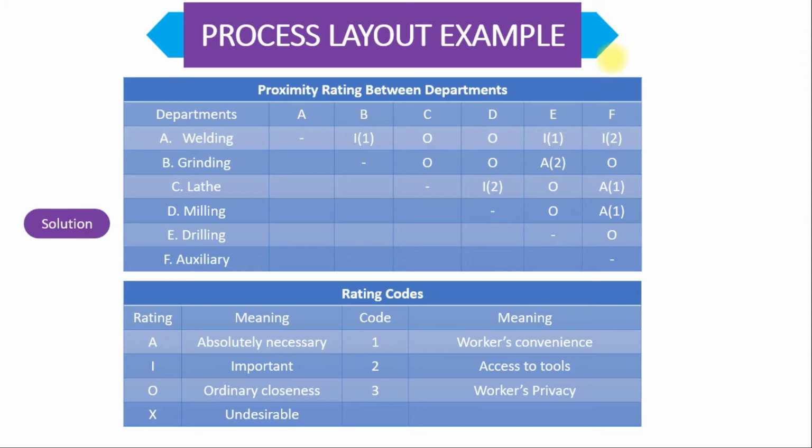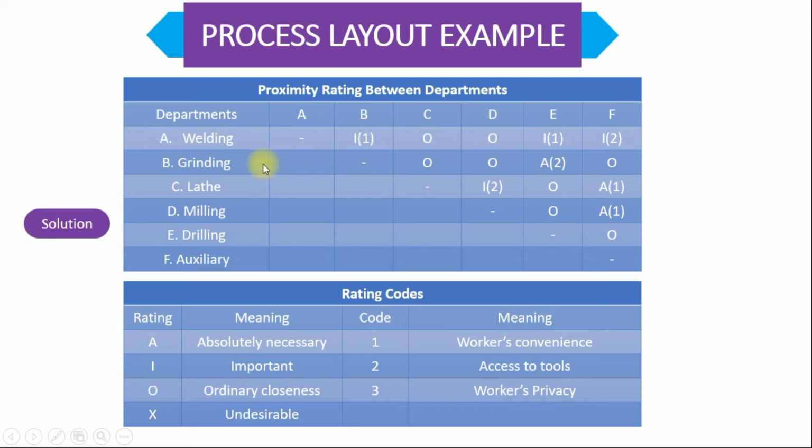Then between welding and the auxiliary group, it has a rating which is important and a code of 2, which says access to tools. Maybe the groups share similar tools, so the reason for them being close is access to tools, right? The same thing has been done for the rest over here, neatly done.